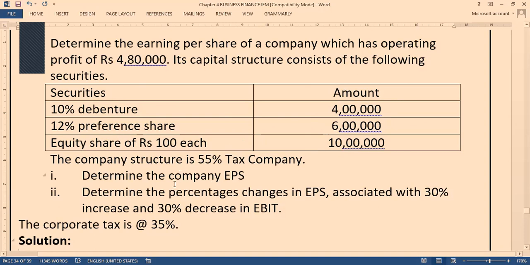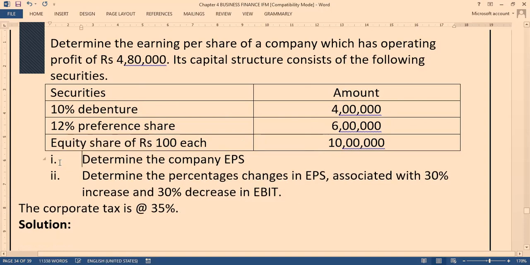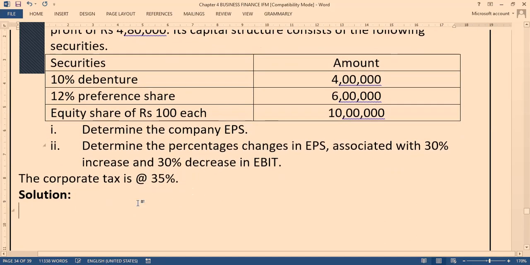Okay, if it is already given, you can just leave it. You can just remove this part. Okay, you just remove this. And the corporate tax is 35%. Again, we have to determine the company's EPS, and we have to determine the percentage change in EPS associated with a 30% increase and 30% decrease. Okay, now let us try to solve the problem.